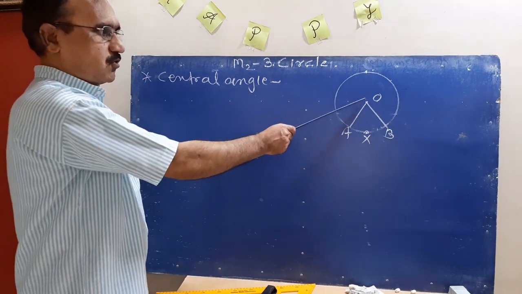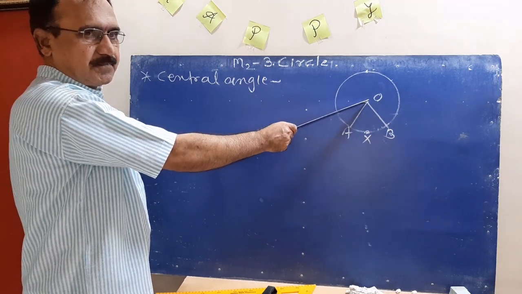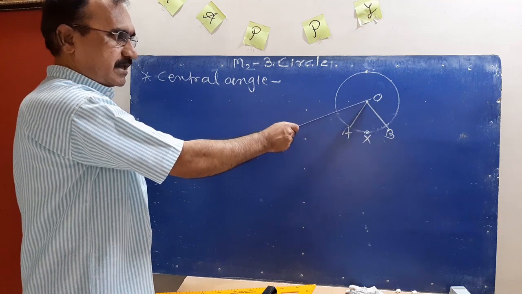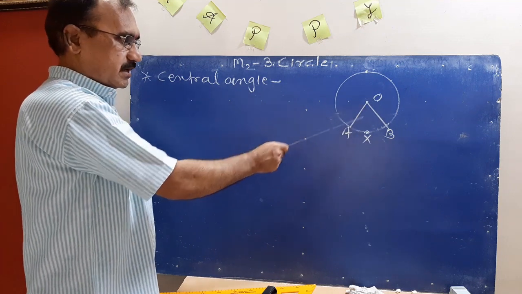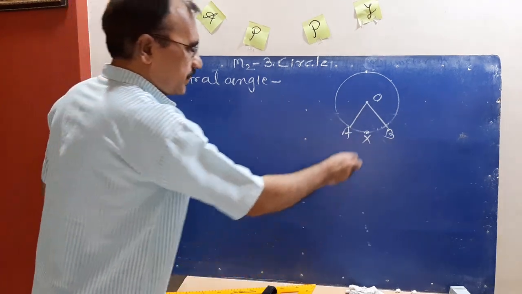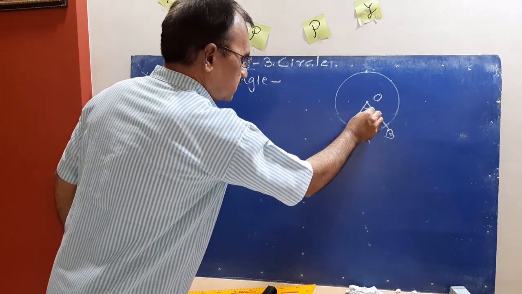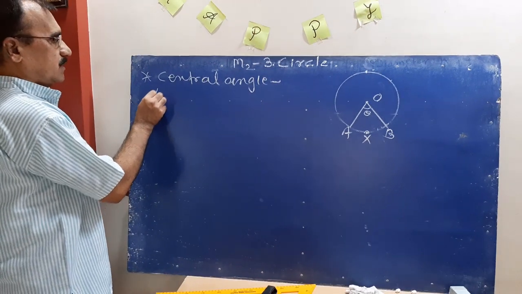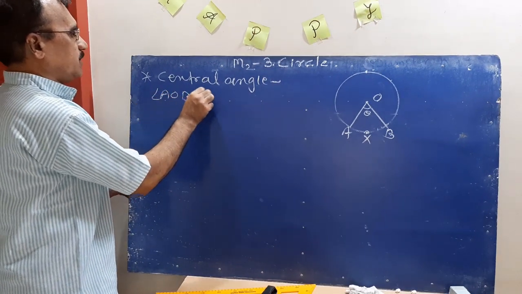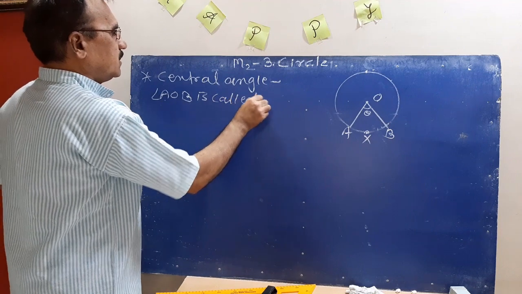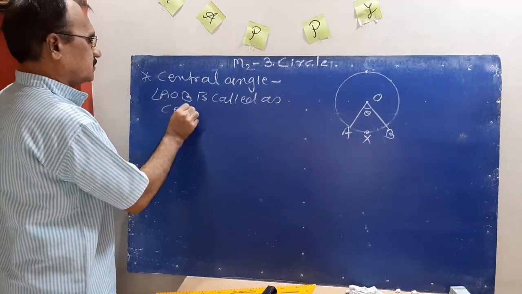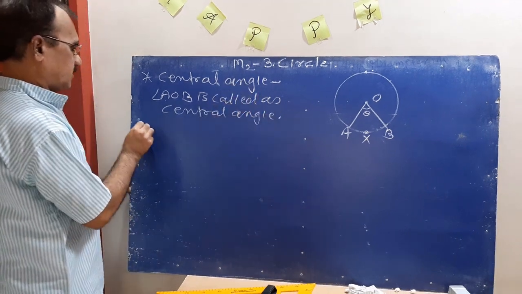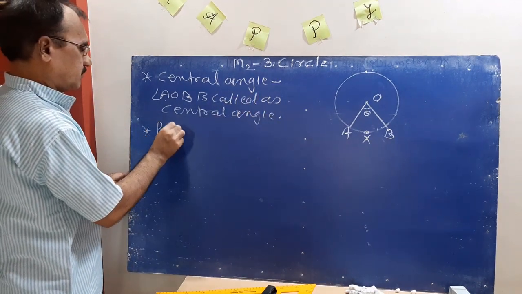Why? The vertex of the angle lies on the center of the circle. Then this angle is called the central angle. Suppose this is theta. It means angle AOB is called the central angle.